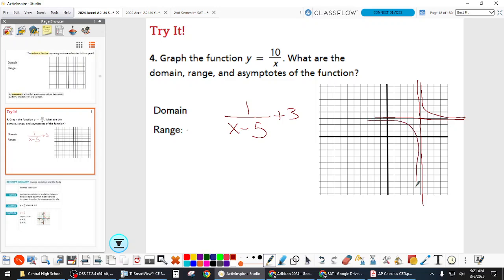What if I stick a 10 on top now? Then it'll go farther away from the graph. It'll be stretched. Now it's going to come further away, stretched out, but relative to our new origin. Any questions on that stuff? No.